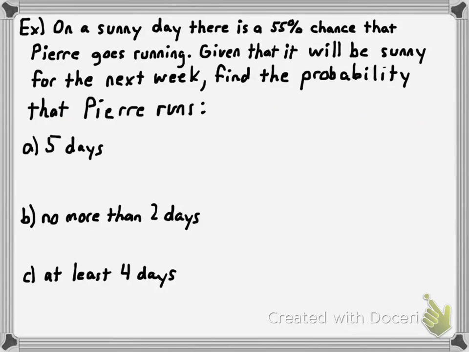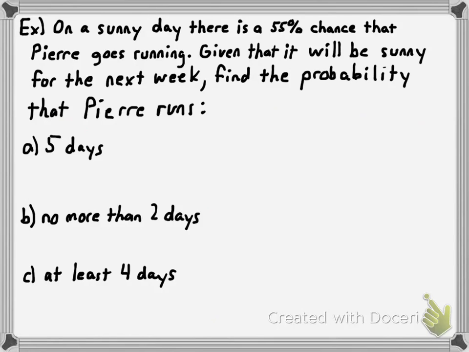Given that it will be sunny for the next week, find the probability that Pierre runs, first of all, 5 days, then no more than 2 days, and then at least 4 days. All right, well, let's start off with the Pierre goes running 5 days. And also, before we even do that, let's see if we can understand what the parameters here are for our binomial distribution. And when I say the parameters, what's the trial size and what's the probability for success?